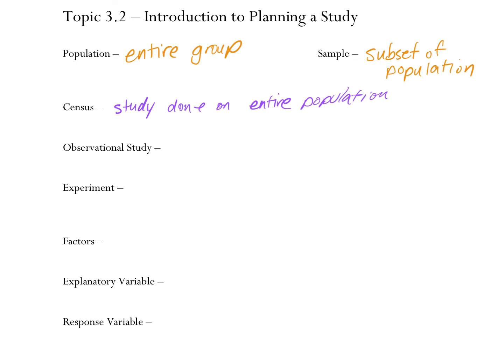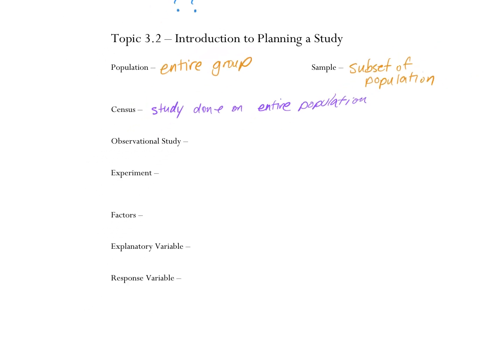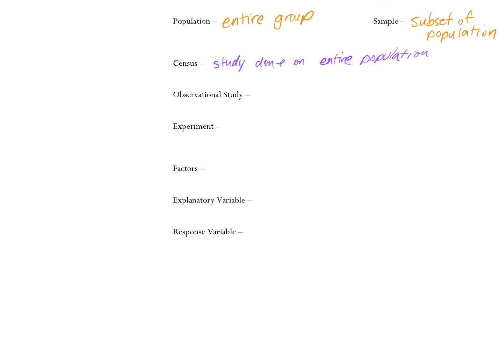Now, there's two main types of studies that we can do. You have already participated in both of these this school year, okay? We have observational studies. I gave you, remember that beginning of the year survey, you had to calculate the Scrabble score of your name. You guys remember doing that? Okay. That would be an example of an observational study.